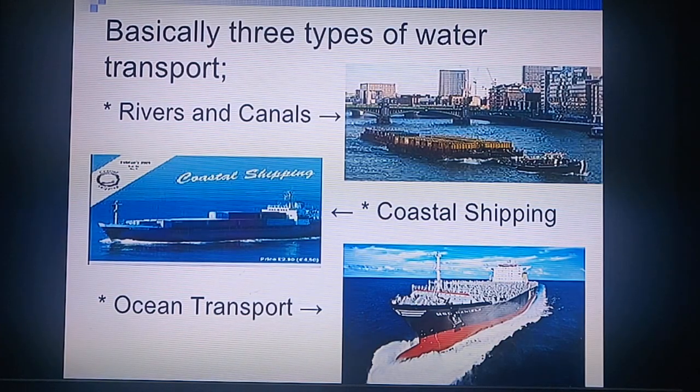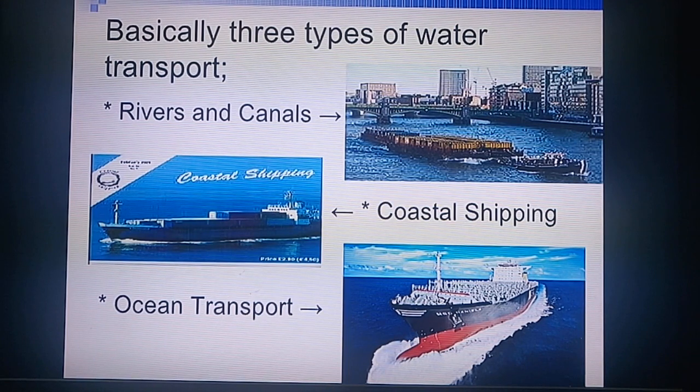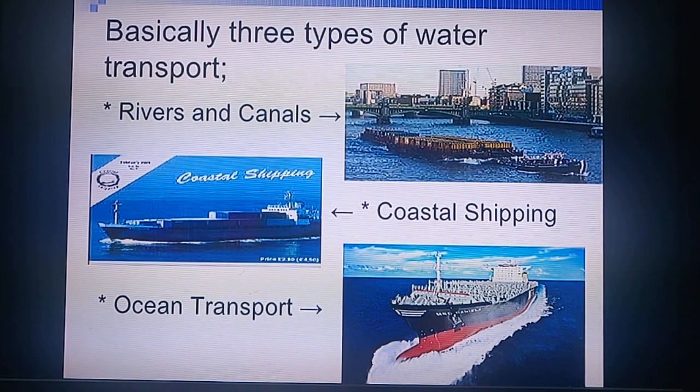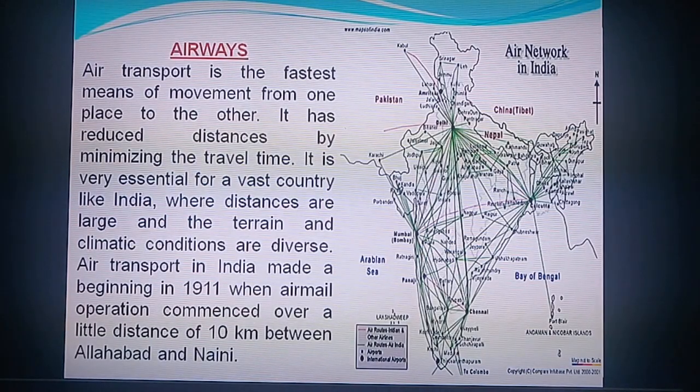Now you can see in the picture, you can see carefully, basically three types of water transport: river and canals. Then they have coastal shipping. Then at the end they have the ocean transport from one country to different countries. Right? So that was all about your waterways.